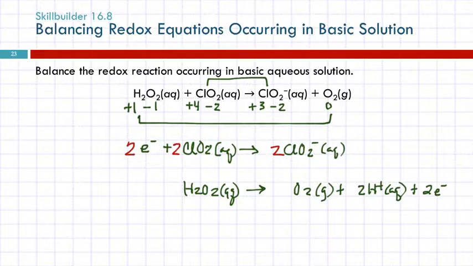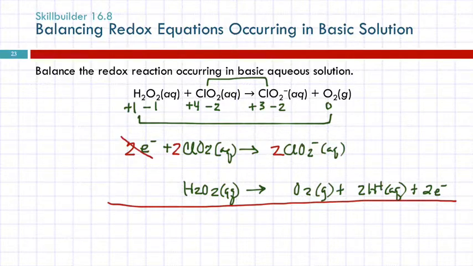Now I can add these two equations together. The electrons cancel out. There's 2 to start with and 2 that end up. They just got transferred from one thing to another. They don't show up in the final reaction. And that's why we multiplied the first equation by 2.